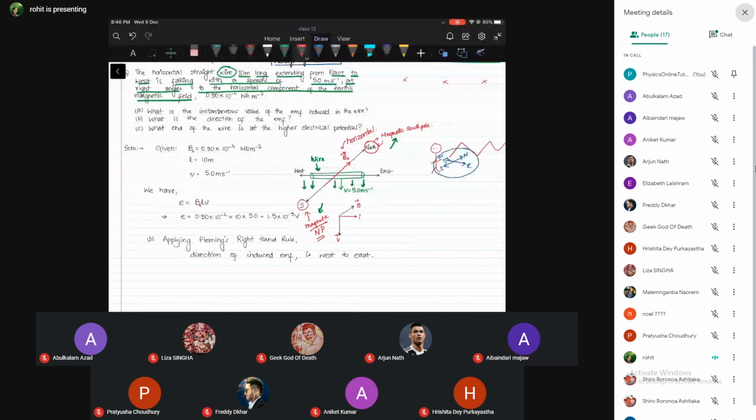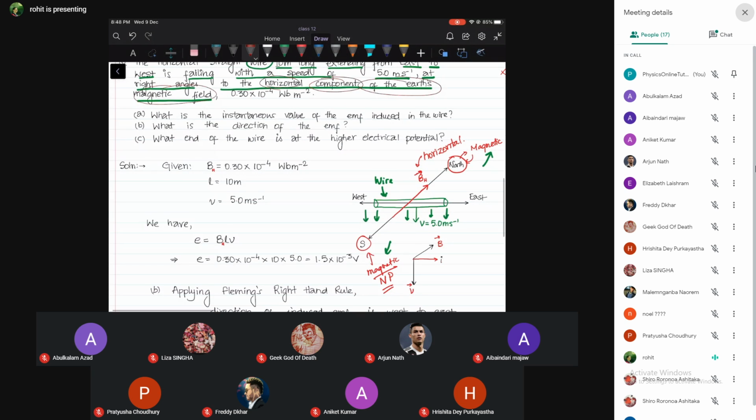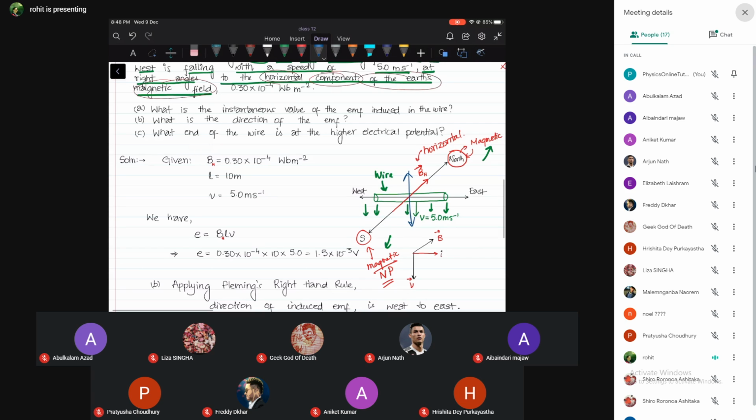Now, there are so many things that they're talking about. See, they've also given us the value of the horizontal component of Earth's magnetic field. If I were talking about the vertical component, I would have drawn it something like that. But don't worry, we are not talking about that. The value they have given is 0.30 × 10^-4 Weber per meter square. That is like Tesla only. So that is the value of your magnetic field. The length of this rod has been given, and the velocity with which it is falling is also given. Our job is simply to calculate the value of the EMF induced.